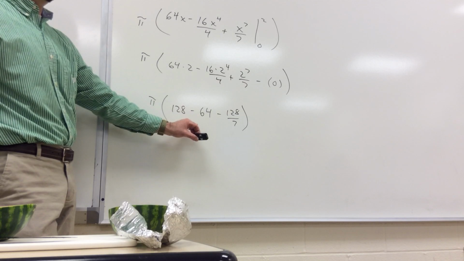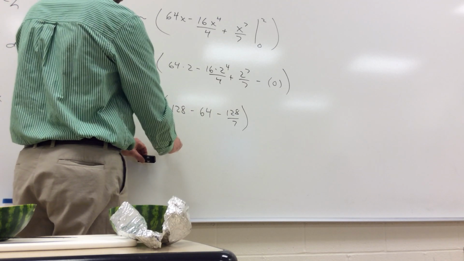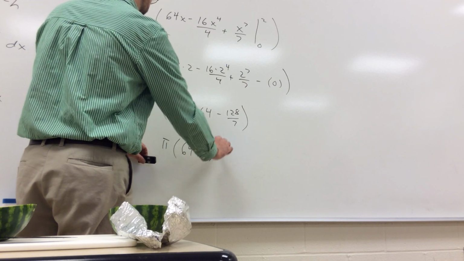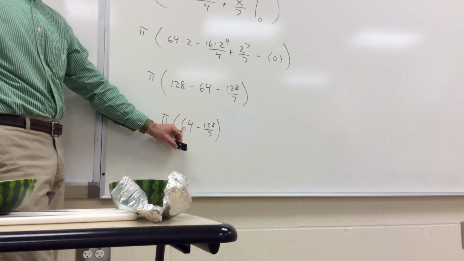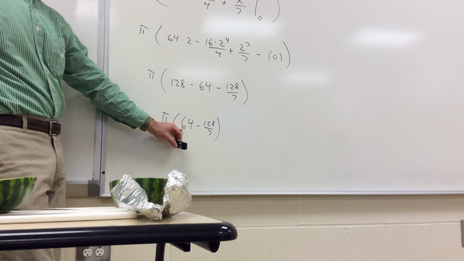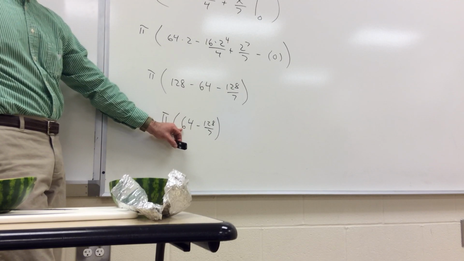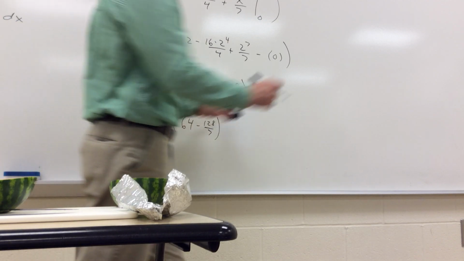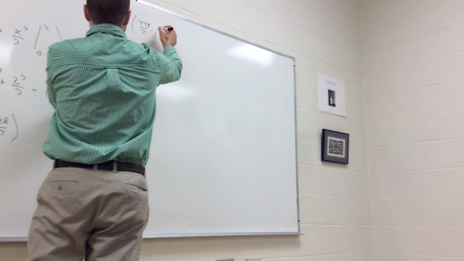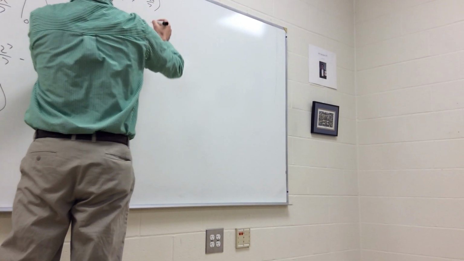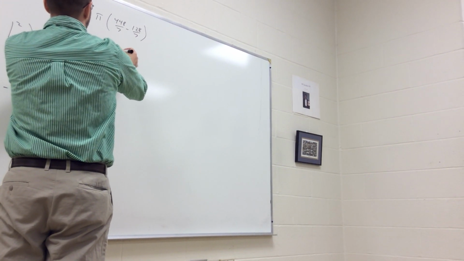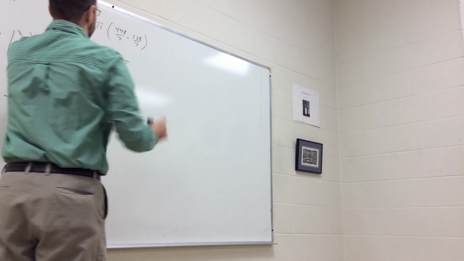128 minus 64 is 64. So I guess I gotta put 64 in sevenths. So 448 sevenths. Taking big risks here. Embarrassing myself. But I think I'm okay. So that's 320 pi over 7. Am I doing okay?